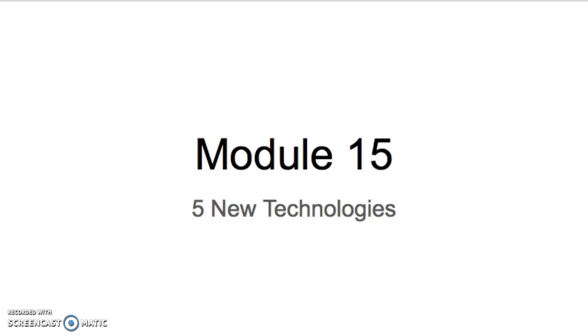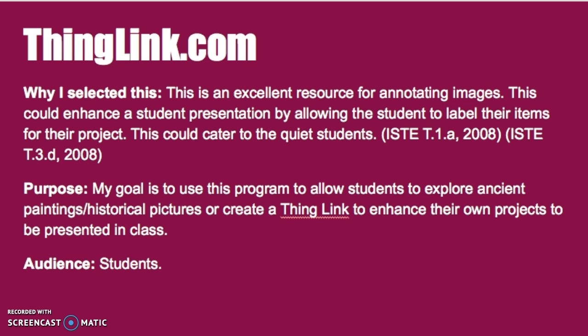This is Module 15, 5 New Technologies, and this is my 5th new technology, which is called ThingLink, which you can find at thinglink.com. Now, why I selected this one is an excellent resource for annotating images. You upload an image and you can write a whole bunch of things about it, even add pictures, and I'll show you all about that in a little bit.